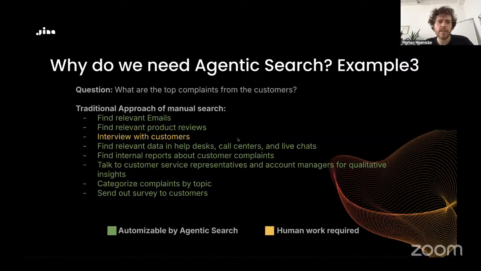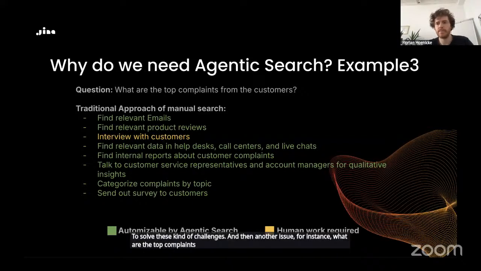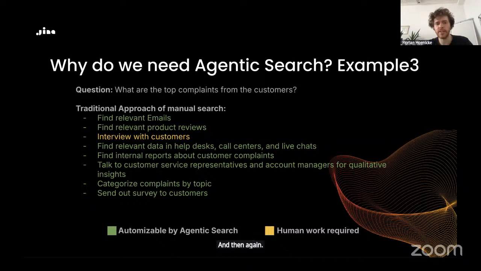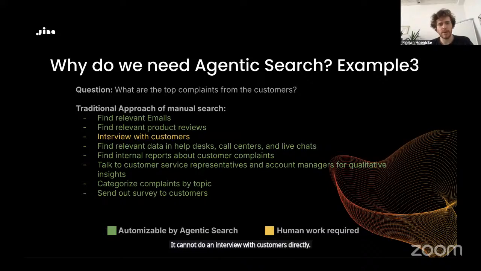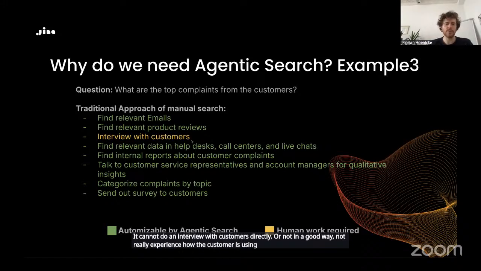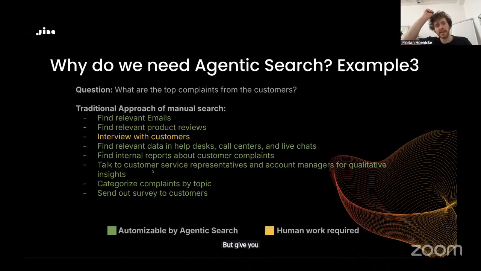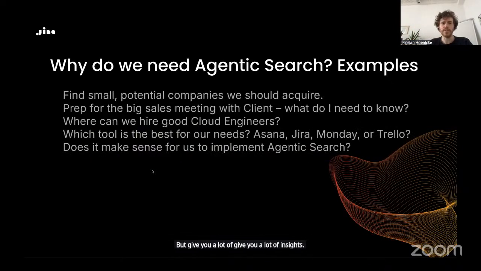Another example: what are the top complaints from our customers? Again, there are certain things the agent can do, like reading relevant emails and finding relevant product reviews. It cannot interview customers directly, or not in a good way, and not really experience how the customer is using a product. This qualitative analysis it cannot do, but it gives you a lot of insights. And there are many more use cases, but we skip them for now.